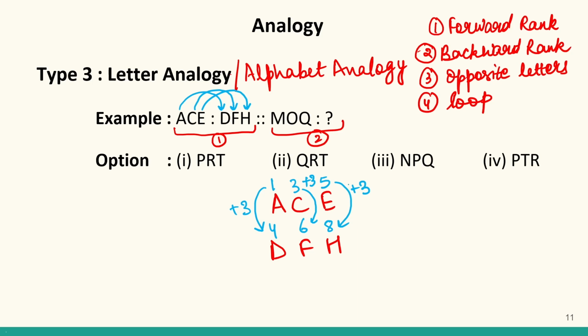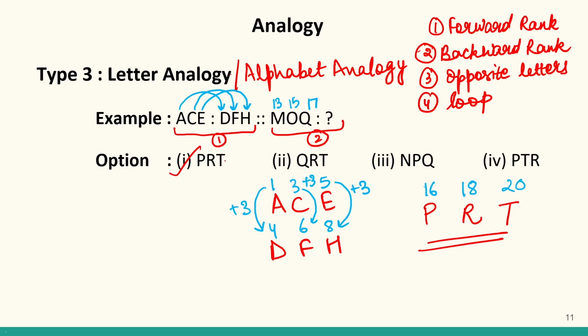So if you remember the rankings, M is ranked at 13, O is ranked at 15, and Q is ranked at 17. So if these are the rankings, we have to move 3 positions forward. That is, we have to find the 16th rank, the 18th rank, and the 20th rank. At 16th rank, we have P, at 18th rank, we have R, and at 20th rank, we have T. So our code will be PRT, which is option number 1. So option number 1 will be your correct answer.